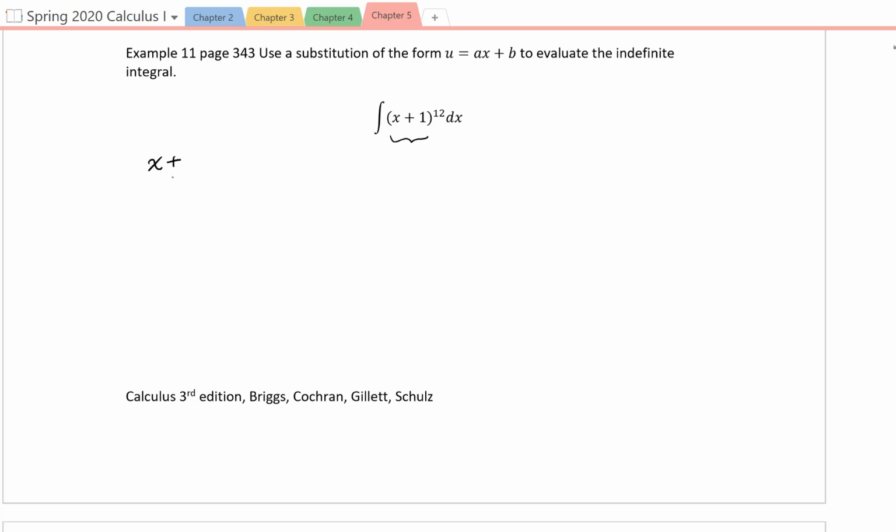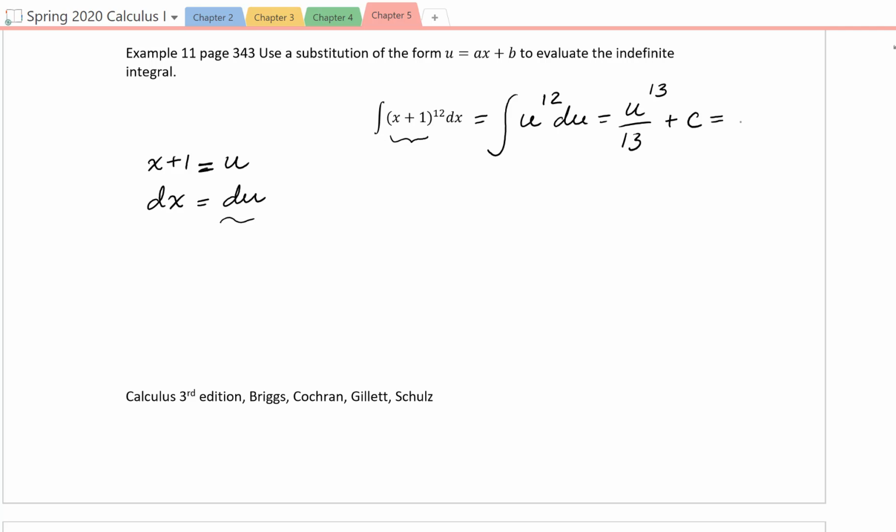So let's just skip the part with g of x. Let's just put x plus 1 equals u. So now, if we differentiate, the left-hand side we get dx, and the right-hand side is du. So now, if we plug in here, we get integral of u to the 12, and instead of dx, we put du. So again, another elementary integral, which gives us u to the 13 over 13 plus c. The original problem was in x, so (x plus 1) to the 13 over 13 plus c.